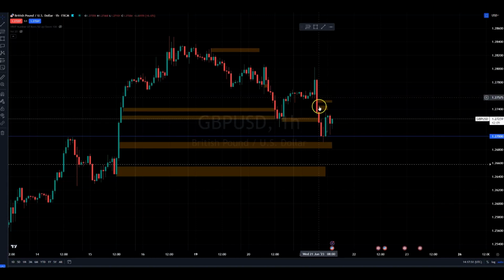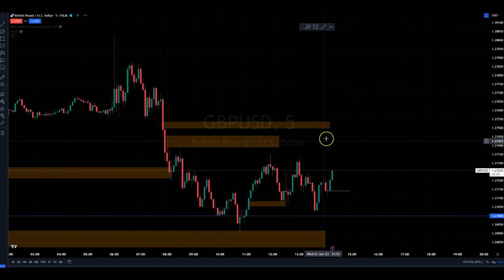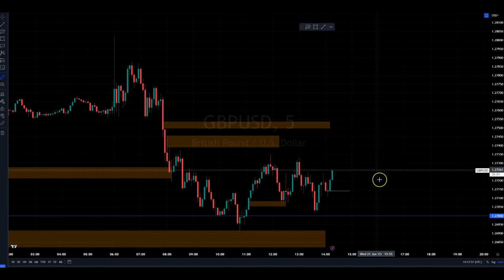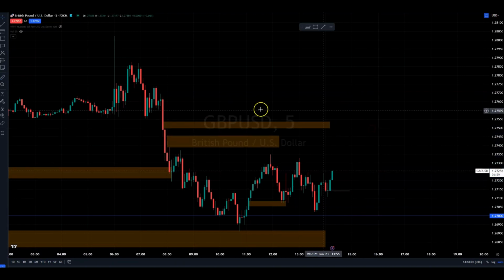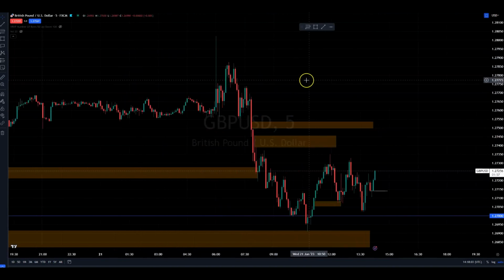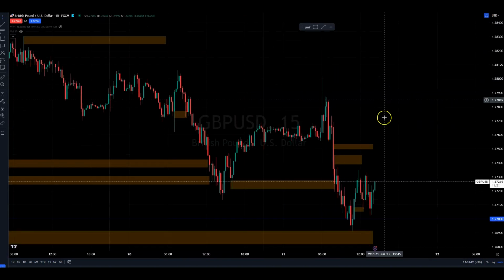So I think this can get filled, but I think I'll just take some out into this area. So I'll scale some of the position out at around 35 pips, and then leave the rest in to see what happens and trail my stop. So let's see how this one goes. It might turn into a swing trade also. I hope that it will, but let's see.